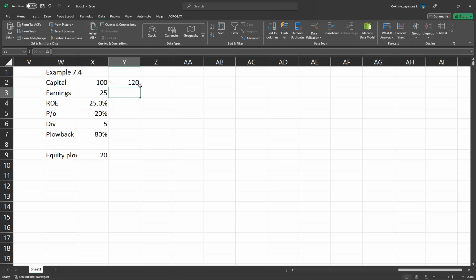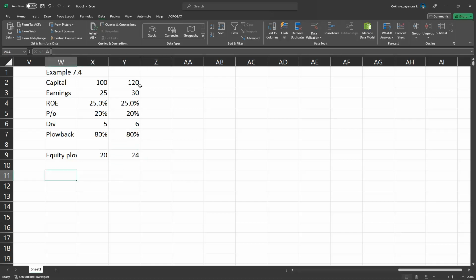Next year's earnings would be the same, 25%. Okay, I see. We have to reverse it now. Equals 25% times that. Oh, sorry. Equals 25% times that. And then Control R, 25% return on equity. Payout ratio is 20%. Dividend is going to be $6. Plowback is 80%. Equity plowed back is 24%.